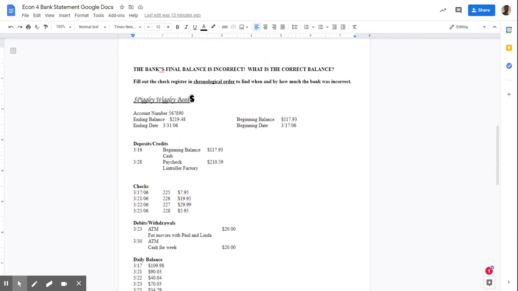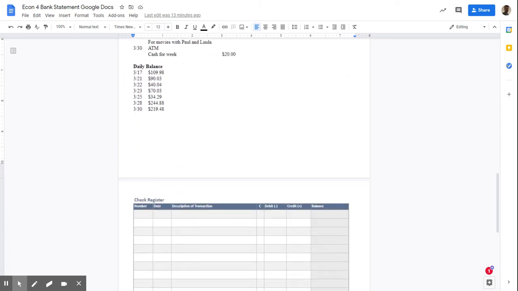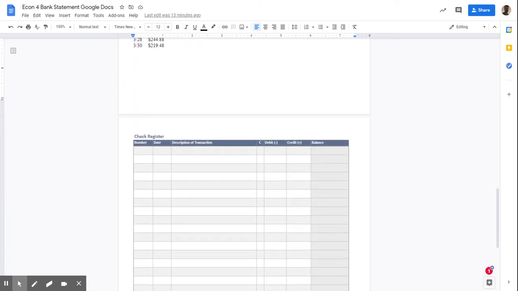So we need to do this in chronological order. So we're going to start with the first thing that happens. Where the number is, that's usually where the check goes. But let's put a little time delay here, DEP for deposit. Let's put the date as 3/16/06.